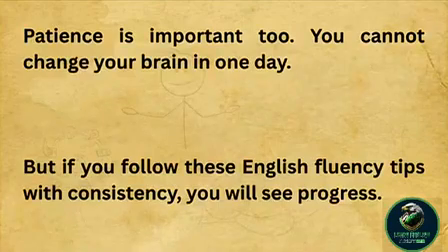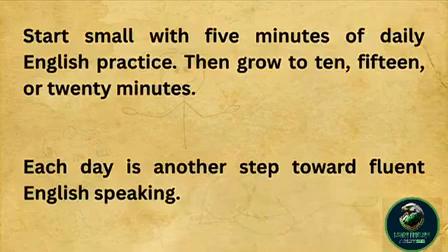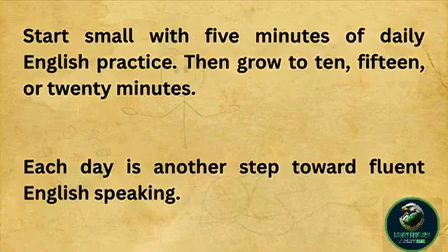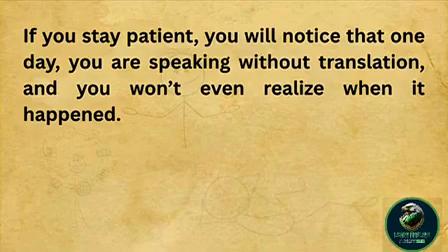Patience is important too. You cannot change your brain in one day. But if you follow these English fluency tips with consistency, you will see progress. Start small with 5 minutes of daily English practice, then grow to 10, 15, or 20 minutes. Each day is another step toward fluent English speaking. If you stay patient, you will notice that one day you are speaking without translation, and you won't even realize when it happened.